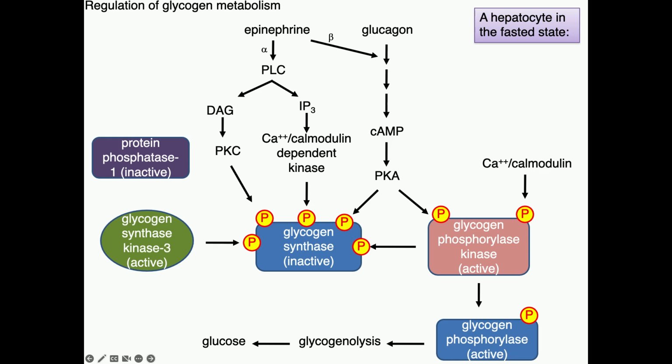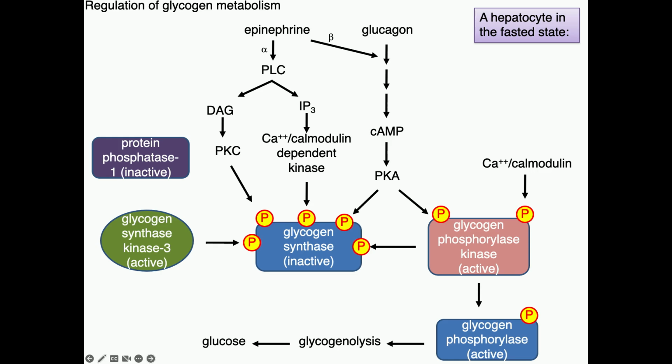Epinephrine is, along with glucagon, a fasted state hormone. Skeletal muscle cells don't have glucagon receptors, but they do have epinephrine receptors. So there's a little wrinkle there. The glucagon receptor is a G protein coupled receptor that's linked to adenylate cyclase activation. When adenylate cyclase is activated, you generate cyclic AMP, and the cyclic AMP then acts as a second messenger that activates protein kinase A.